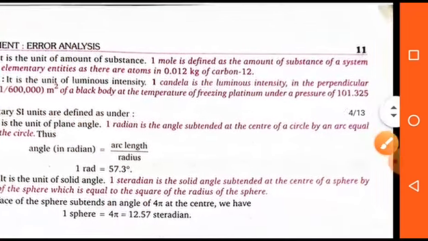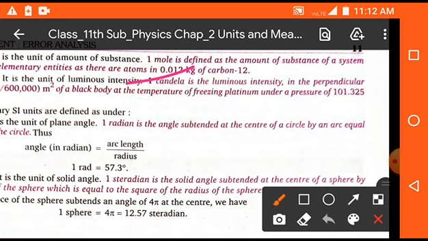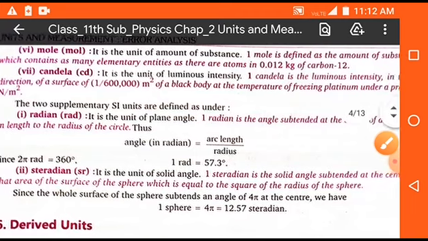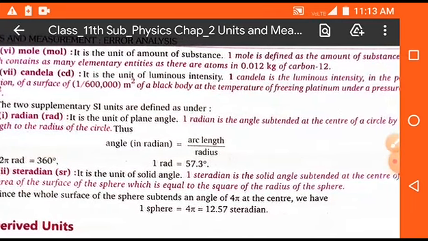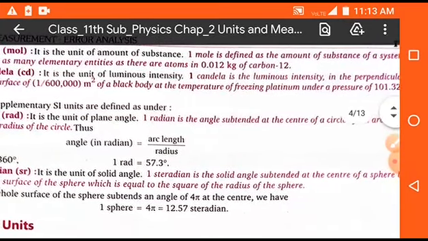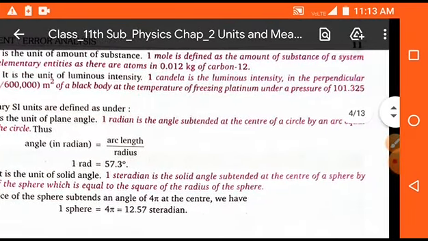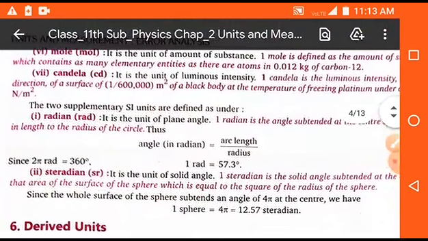1 candela is the luminous intensity in the perpendicular direction of the surface of 1 upon 600000 meter square of a black body at the temperature of freezing platinum under a pressure of 101.325 Newton per meter square.